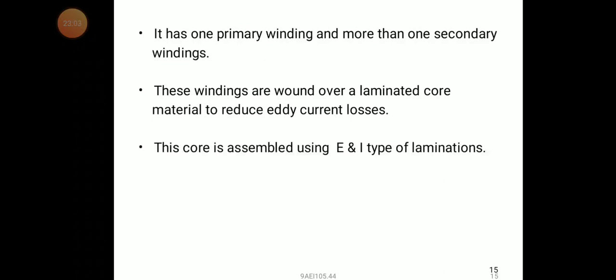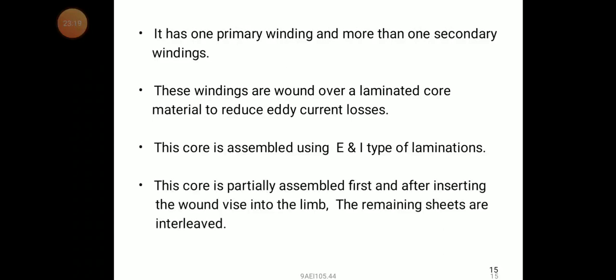This core is assembled using E type and I type laminations. The core is partially assembled first, and after inserting the wound windings into the limb, the remaining sheets are interleaved.